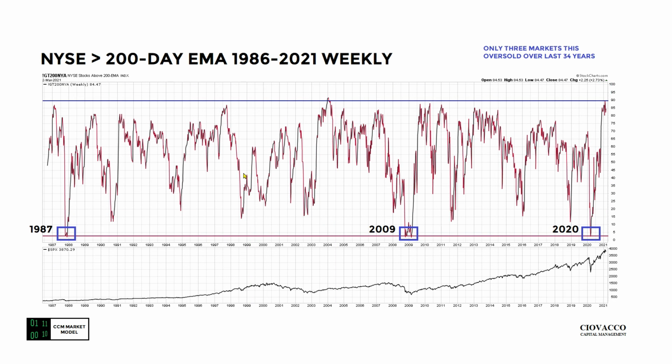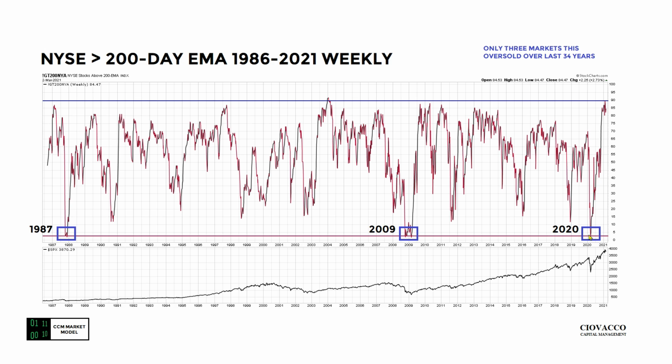This is a weekly chart, a breadth indicator showing the percentage of NYSE stocks above their 200-day exponential moving average. In the last 34 years, we have data going back to roughly 1987. Only 3 times has the market been this oversold: the COVID low here, the financial crisis low here, and after the 1987 crash.